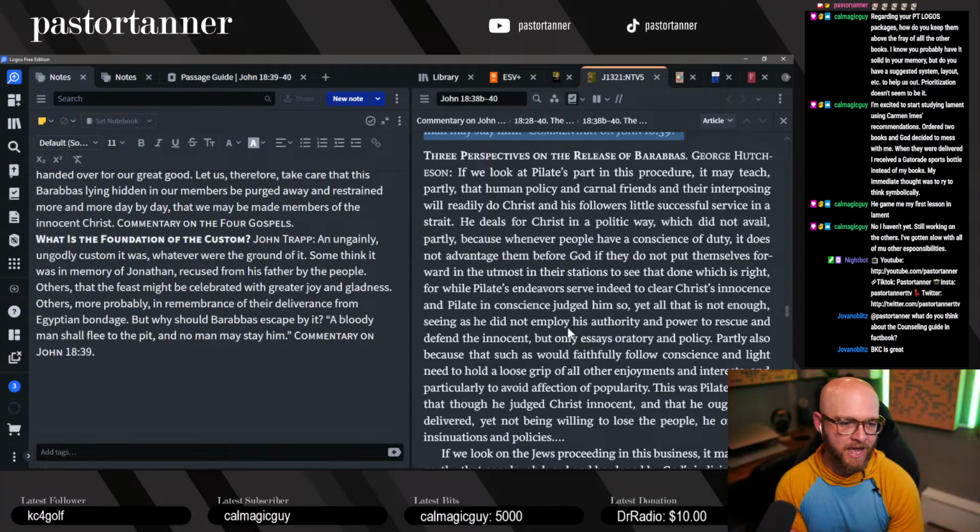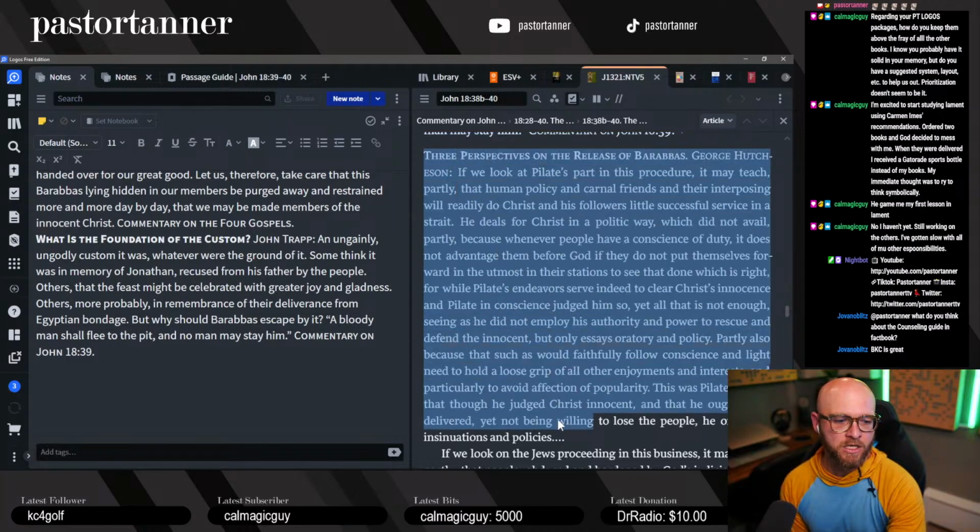Partly also because such as would faithfully follow conscience and light need to hold a loose grip of all other enjoyments and interests, and partly, particularly, to avoid affection of popularity. This was Pilate's snare, that though he judged Christ innocent and thought that he ought to be delivered, yet not being willing to lose the people, he only uses insinuations and policies. So this is actually really good for our sermon on Pilate.